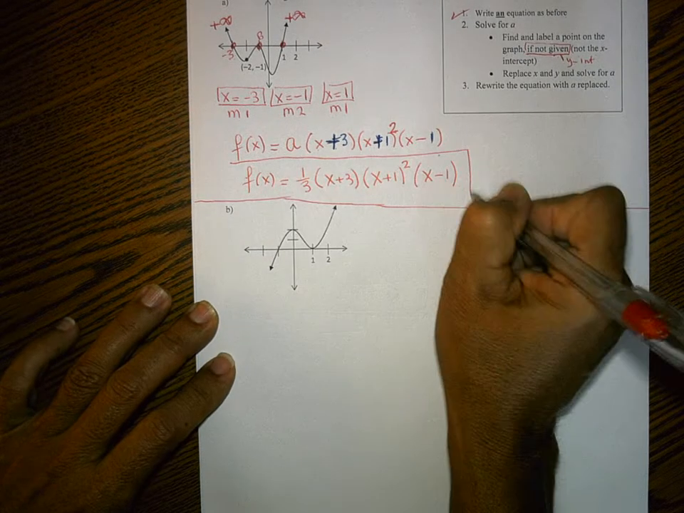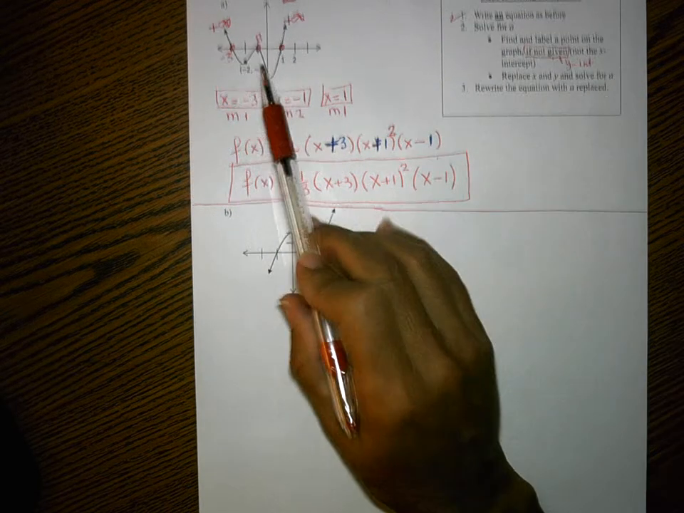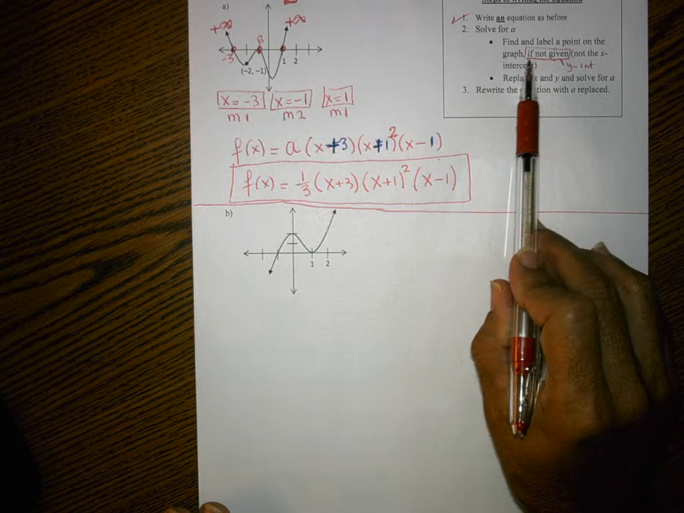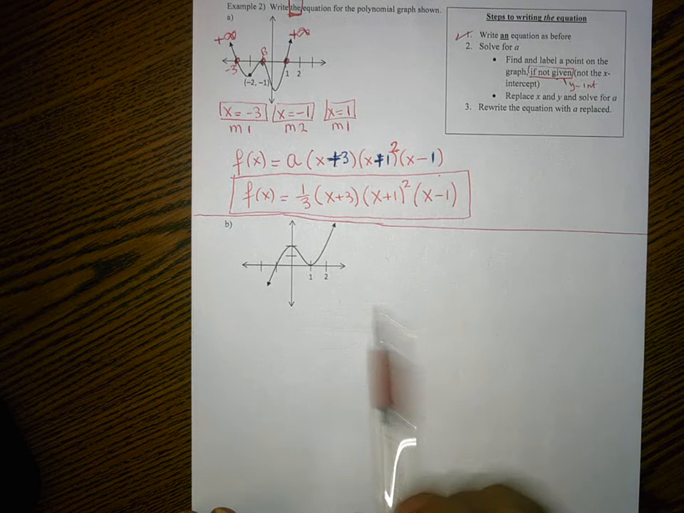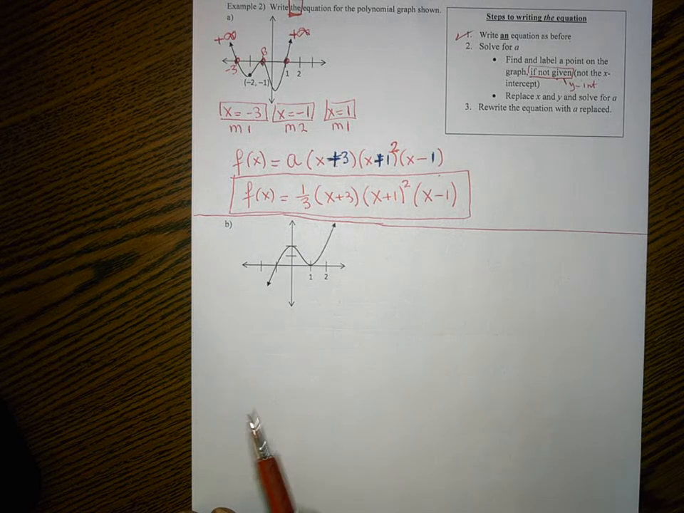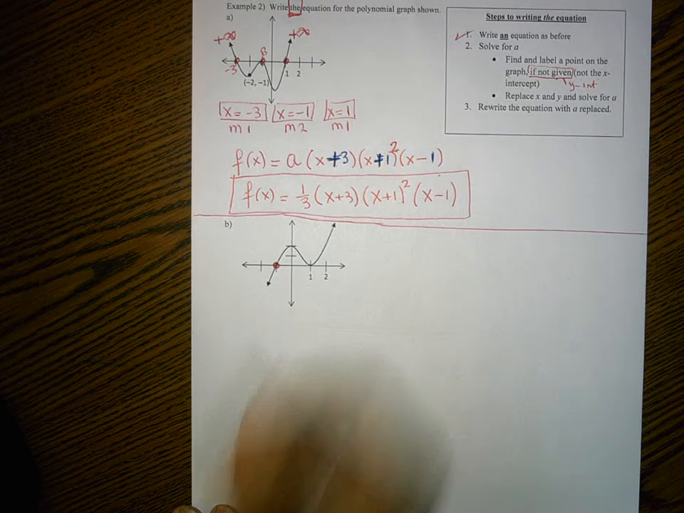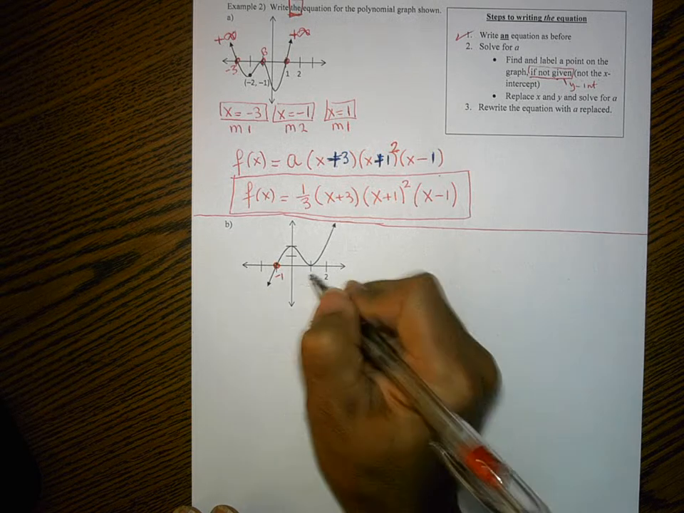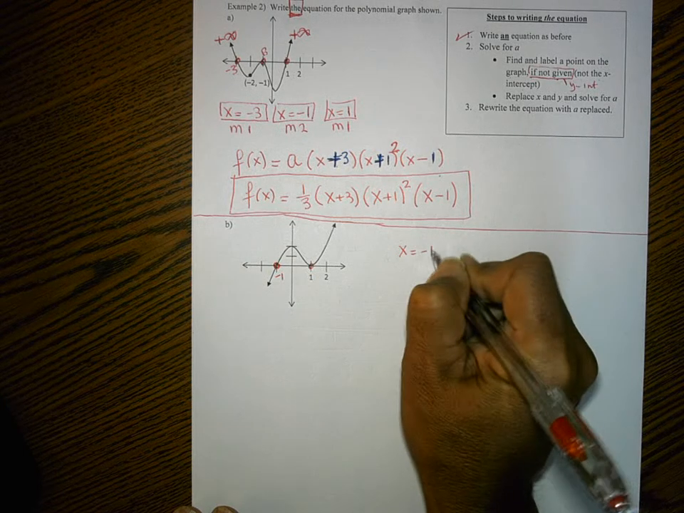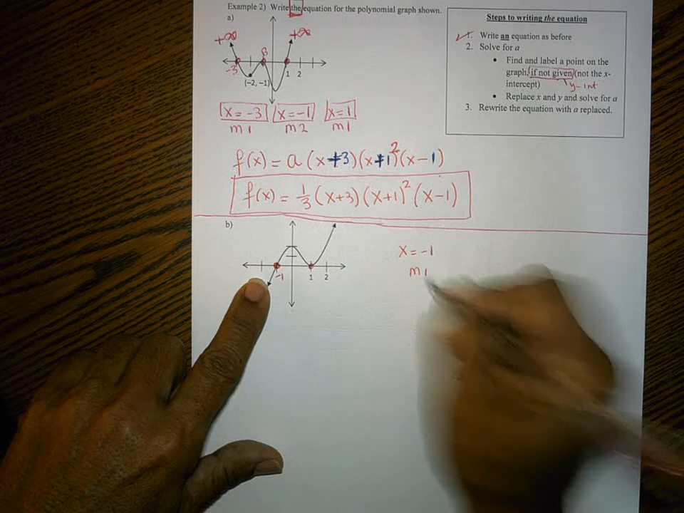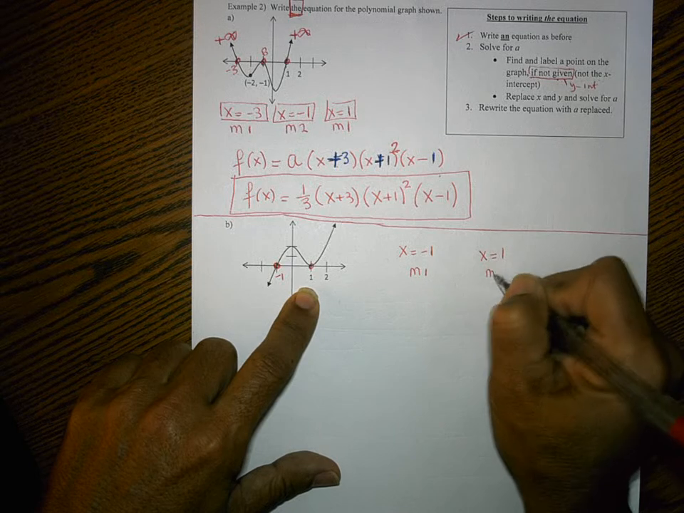Okay? Solving for the a value. There has to be either an extra point given to us, or if the extra point is not given, we can use the y-intercept. Okay? So I will help you set this up, but I would like for you to do it by yourself. Notice that there is a y-intercept over here at 2, and there is a bounce at +1. So at x equals -1, we crossed it, so multiplicity 1, and x equals +1, there's a multiplicity of 2, so we bounce it.